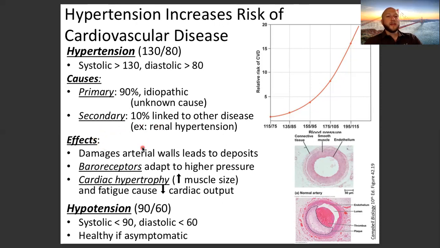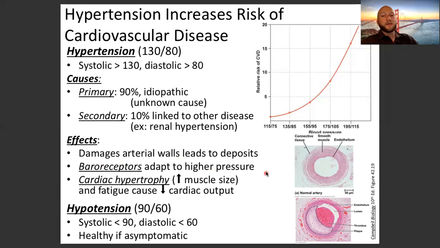Effects, it can damage arterial walls and lead to deposits. These deposits decrease elasticity. They do a number of things. You want your heart to not have to work hard. You want an efficient circulatory system, and having deposits in arterial walls, they can break off and cause issues, and they can also decrease the quality of that vessel and lead to some issues.